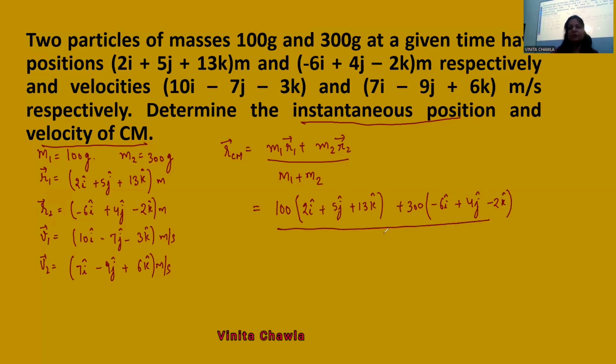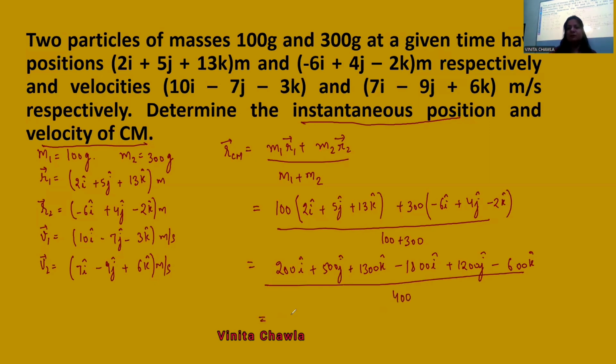Divided by 100 plus 300. Have you done? क्या आ रहा है? 200 i cap plus 500 j cap plus 1300 k cap minus 900 i cap plus 1200 j cap minus, sorry, okay, yes, हाँ 18 आएगा यहाँ पे, 6 3 18 होता है. 100 कॉमन भी ले सकते थे. 1800 and 600 k cap divided by 400.